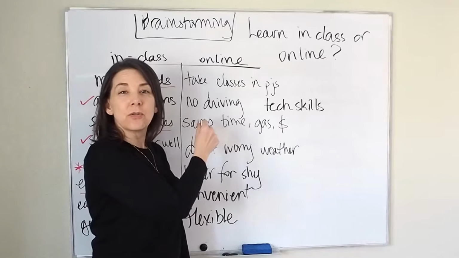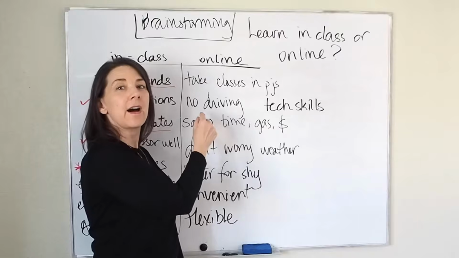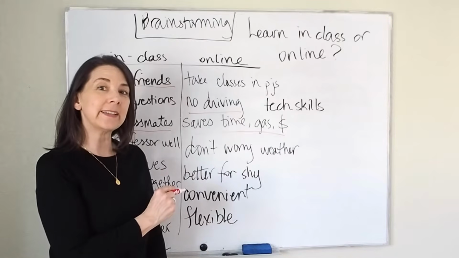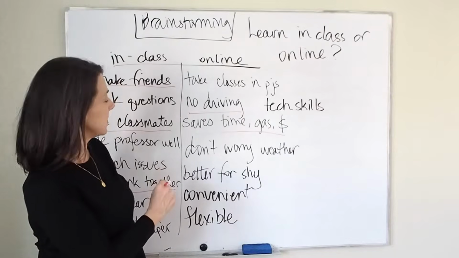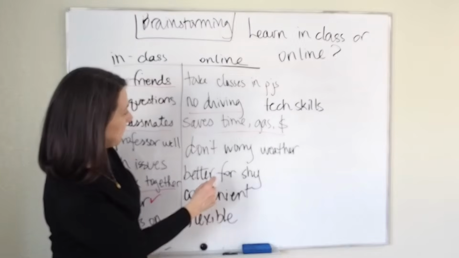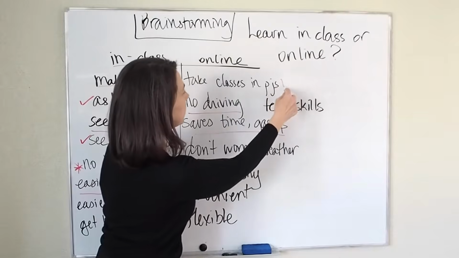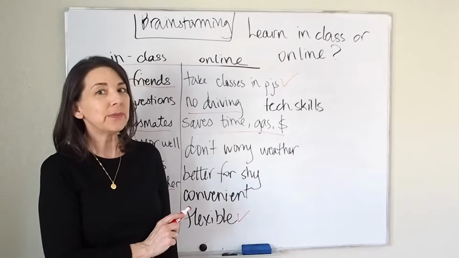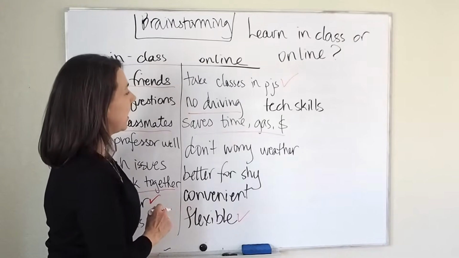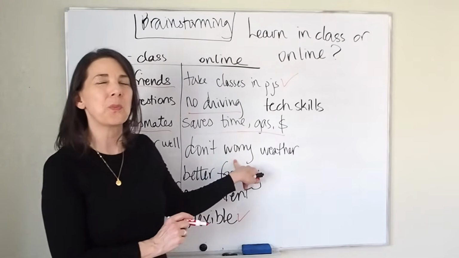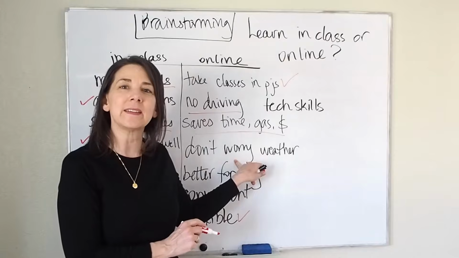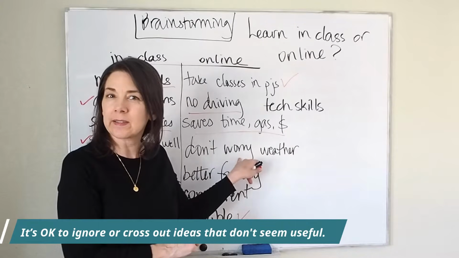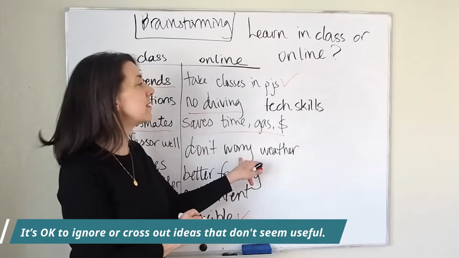We might say that no driving and saving time, saving gas, saving money are related to each other. Let's look at some other ones. Maybe taking classes in pajamas and flexible would be one idea. And I don't know about this weather. I'm not sure that I can make this into its own paragraph, so I might want to expand that if I need more ideas.